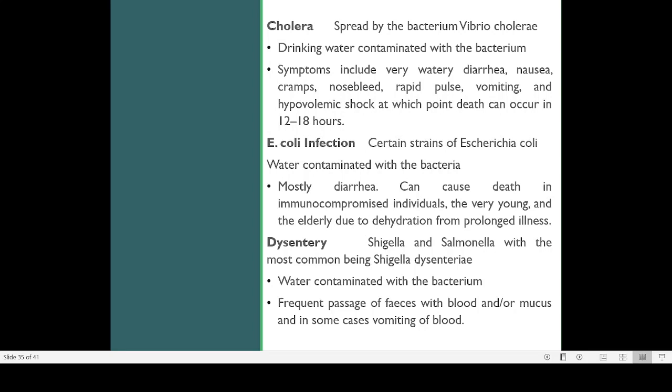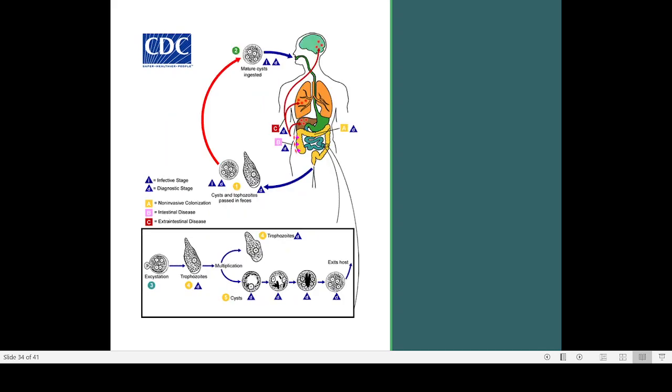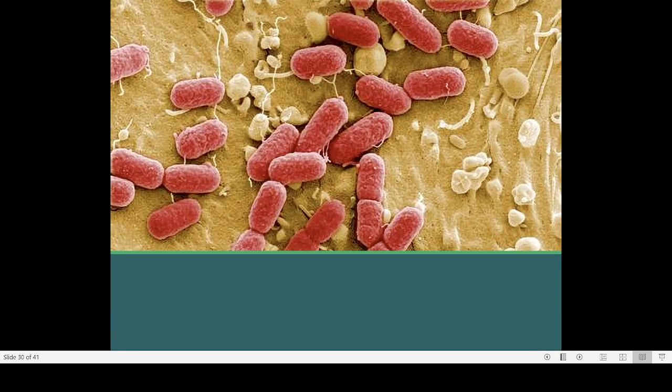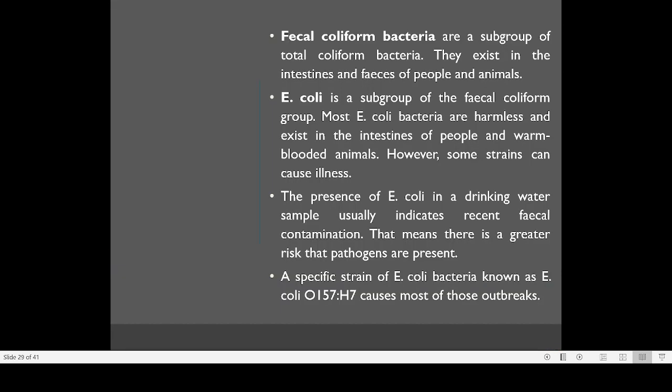Then another type is E. coli infection. We have been discussing the different types of coliform bacteria, and only a few types of E. coli. I think in the last class I mentioned that type. Only one type of E. coli, known as E. coli O157:H7. Only that strain of E. coli is causing this infection. Every strain of E. coli is not problematic.